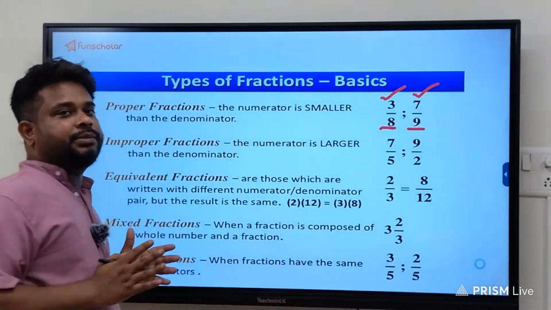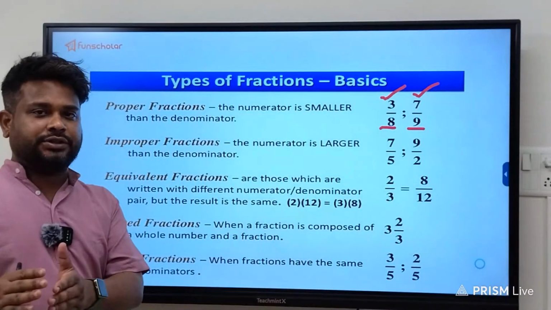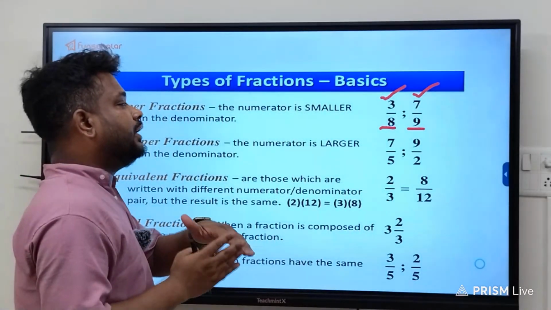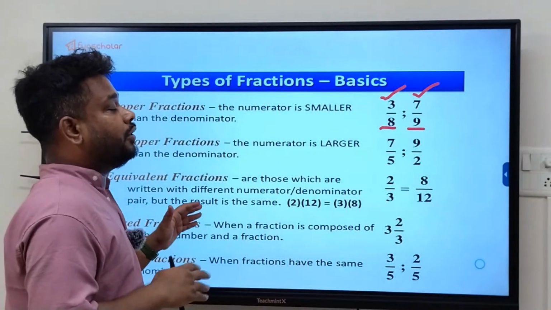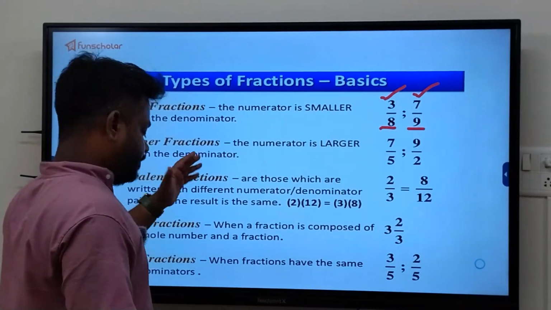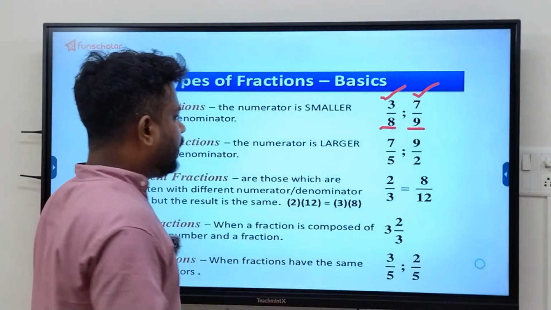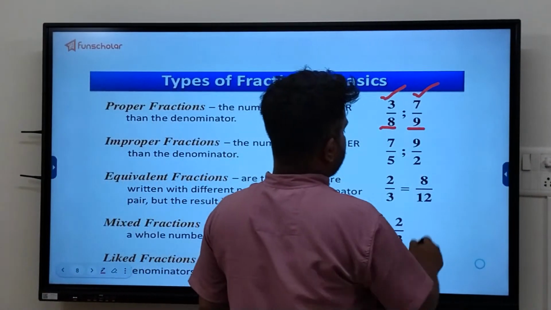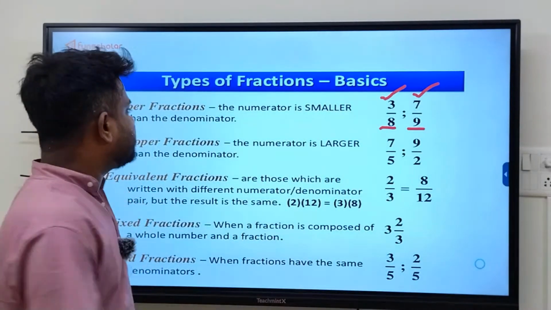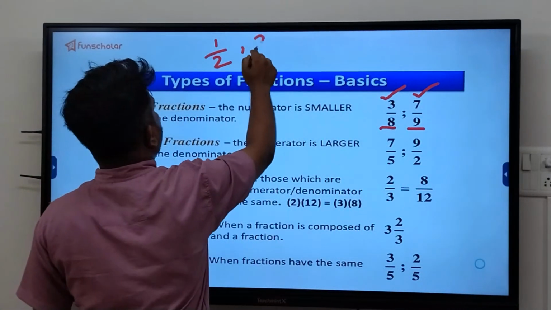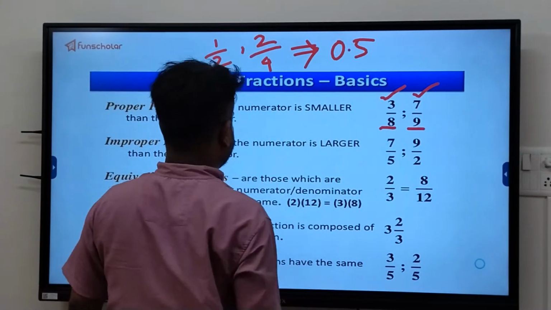Equivalent fractions means the fractions which can be cancelled to make other fractions, and the decimal value of those fractions is the same. Just like 2 by 3 and 8 by 12, these two have the same decimal value. Just like 1 by 2 or 2 by 4, they all have a decimal value of 0.5.